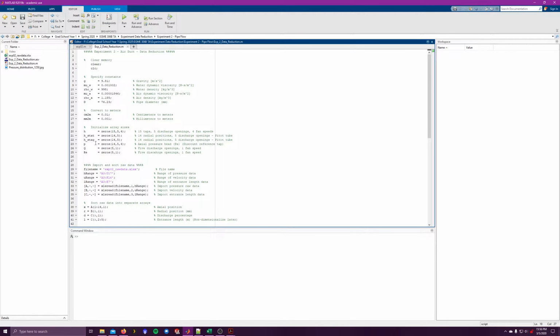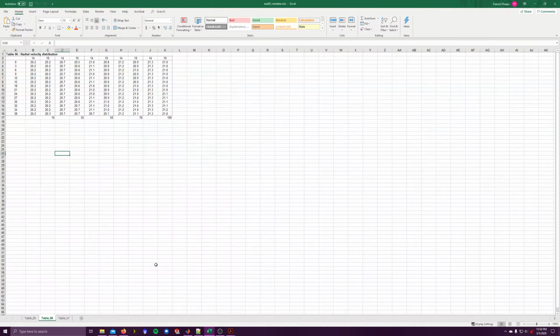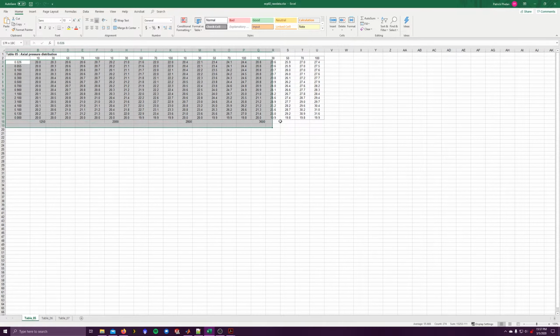Okay, let's move on. Now we have the axial pressure head. So for this, basically, it's the same as this H variable up here. But this time, I'm going to discount the reference tap. So I'm going to take that last row out of here. So now, I'm basically taking all of this data that's highlighted.